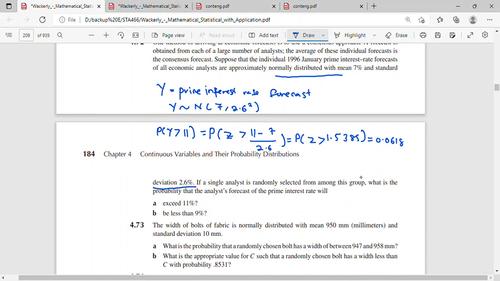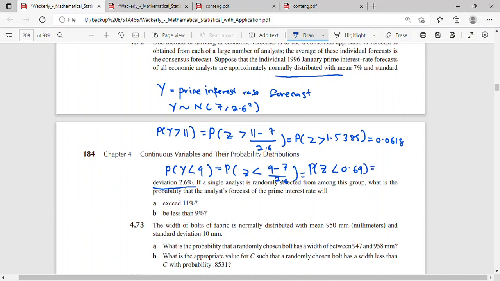Okay, the next one, nak cari nilai probability of the y less than 9. Okay, less than 9. So sama juga. First thing first, kena tukar dulu y kepada z by minus its mean divide its standard deviation. It is z less than 0.69.